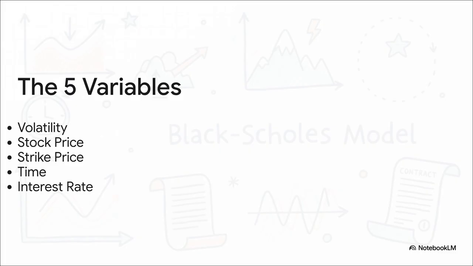By simply plugging in the stock's expected volatility, its current underlying stock price, the agreed-upon strike price, the time left to expiration, and the risk-free interest rate, like, say, a government bond yield, traders suddenly had a mathematical map. They could calculate exactly what an option should cost. By continuously buying and selling the underlying asset in relation to this formula, traders could effectively hedge their positions and theoretically eliminate risk entirely. It was a total game changer.